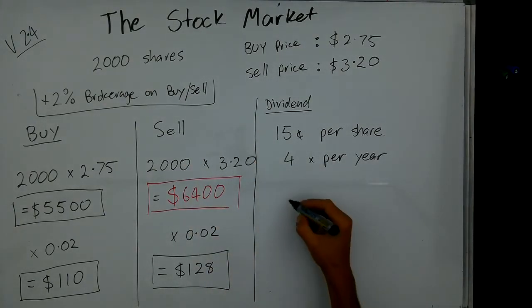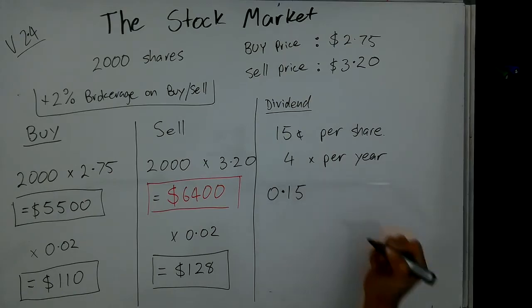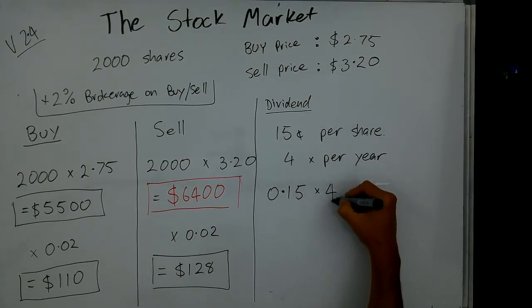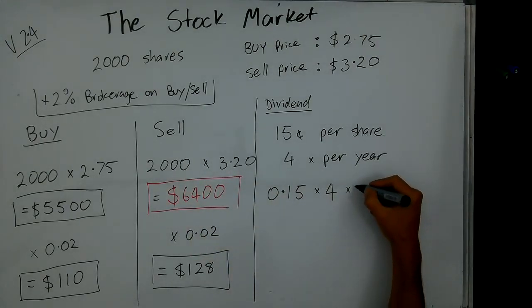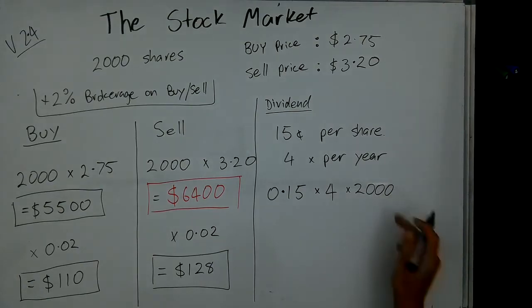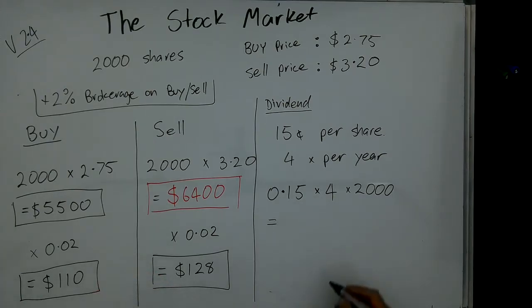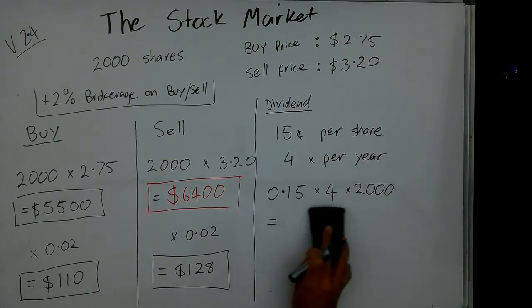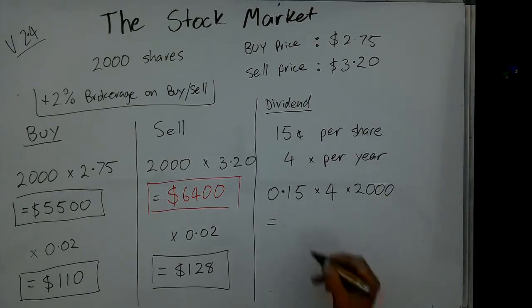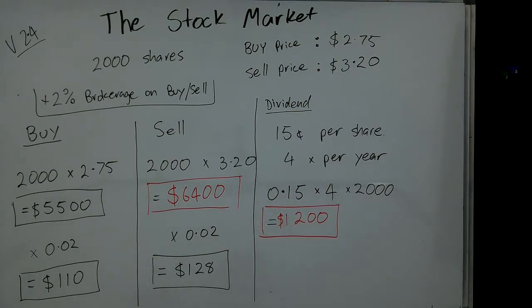So to work out this dividend, that's 15 cents converted to dollars, multiplied by 4 because we get it 4 times, and multiplied by 2,000 so that we can work out the total. So this equals $1,200. Oh, actually, that in red. That is money that is being received, not being paid out.